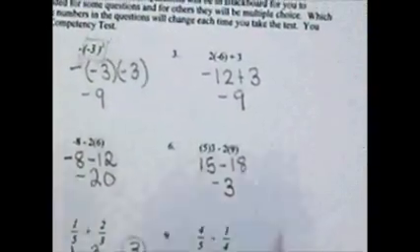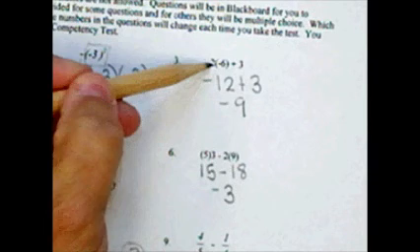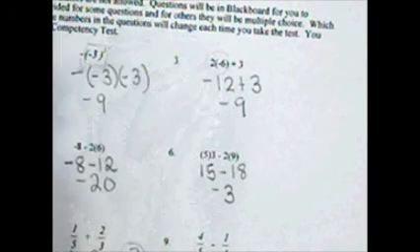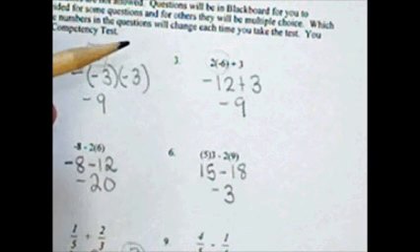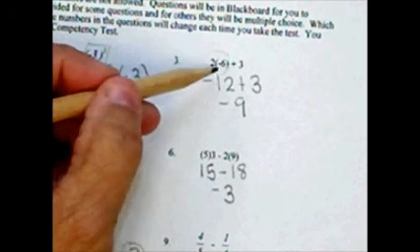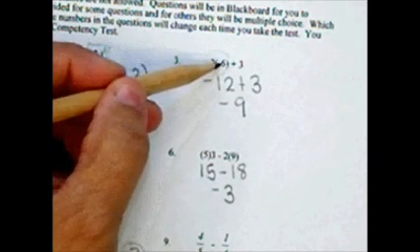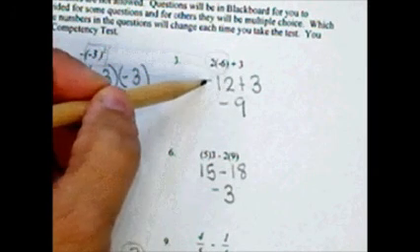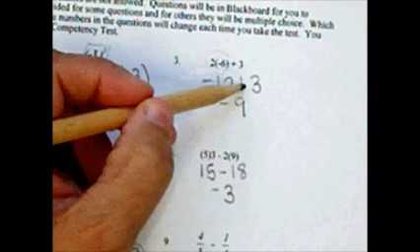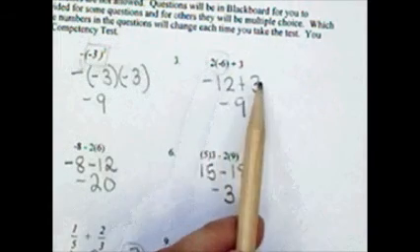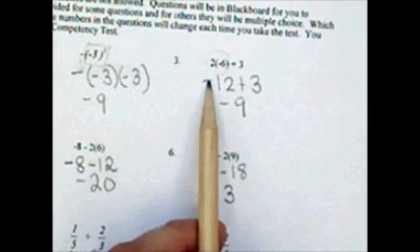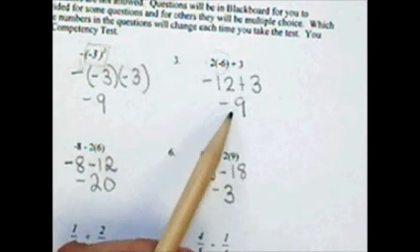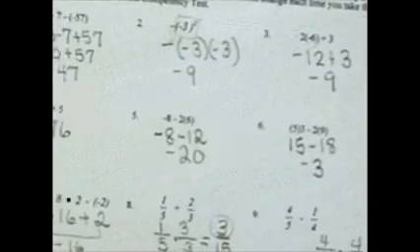Alright, the third problem is 2 times -6 plus 3. So the first thing I'm going to do is order of operations. I'm going to do the multiplication first. So 2 times 6 is 12, and it's a -6, so that means I've got one negative there, so that makes it -12 plus 3. Then the signs are different here, so I'm going to subtract. 12 minus 3 is 9. Sign of the big number is negative, so my answer is negative.